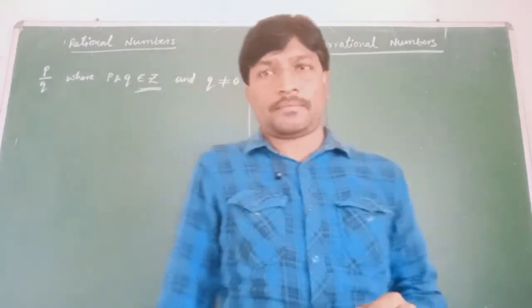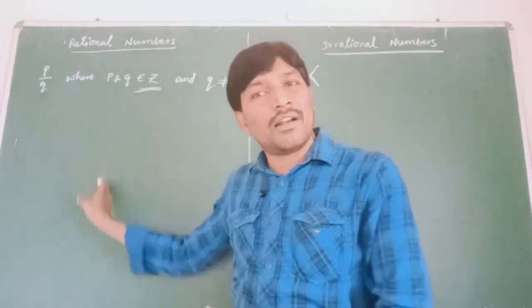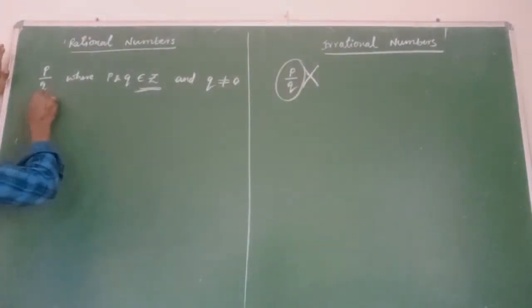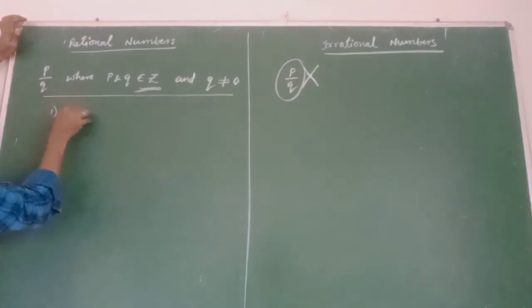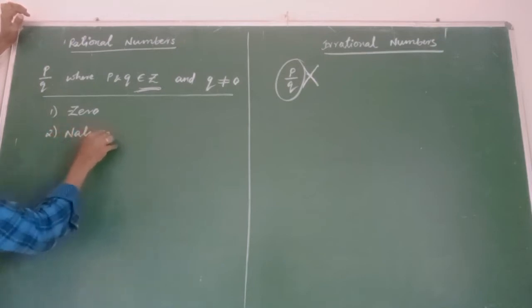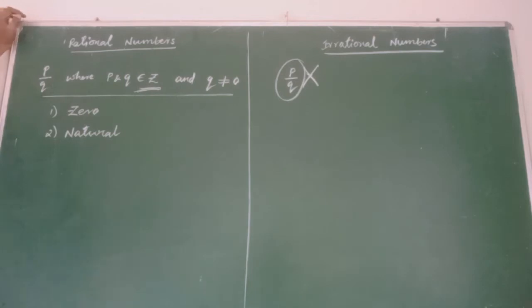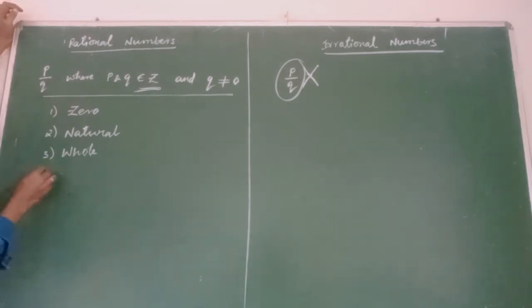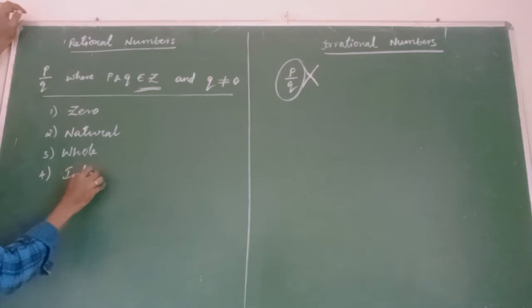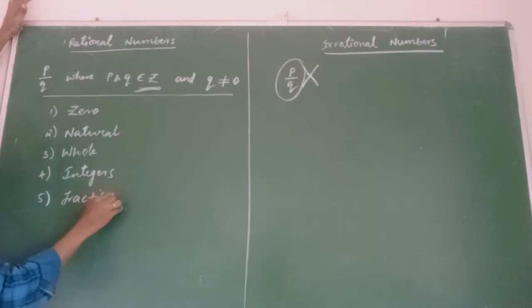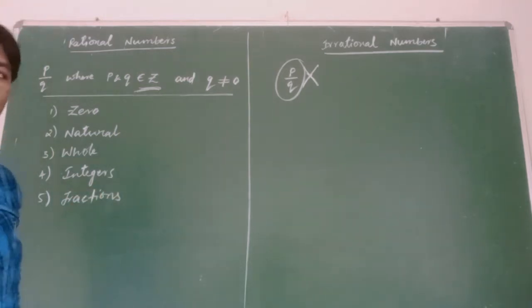Now let's go further. What types of numbers come under rational and under irrational numbers? If you come to the rational part, first, 0. 0 is a rational number. Second, natural numbers: all natural numbers are rational numbers. Next, all whole numbers are rational numbers. Integers are also rational numbers. Fractions are also rational numbers.